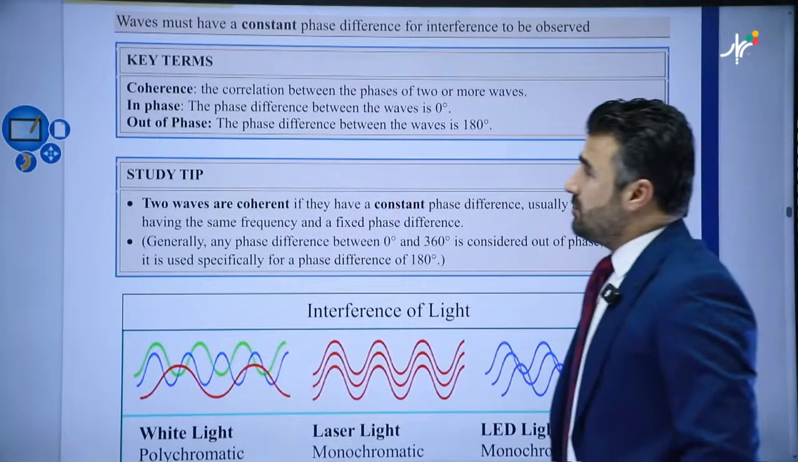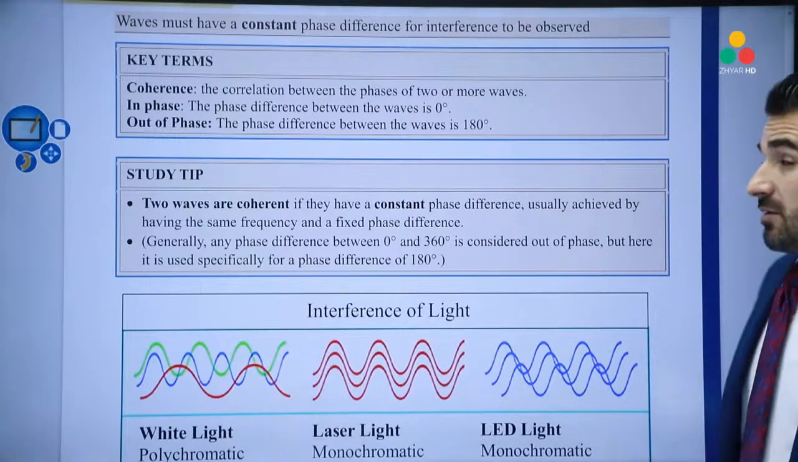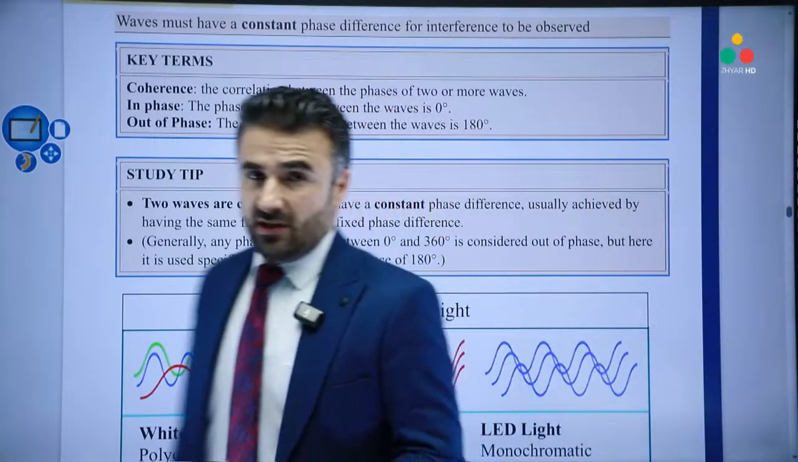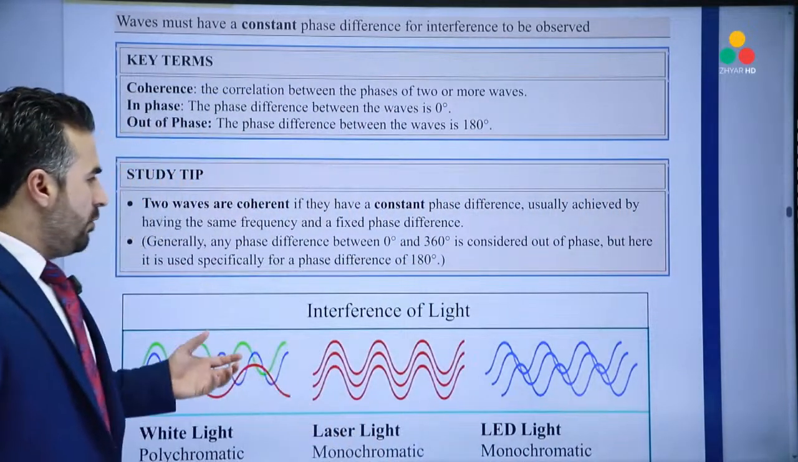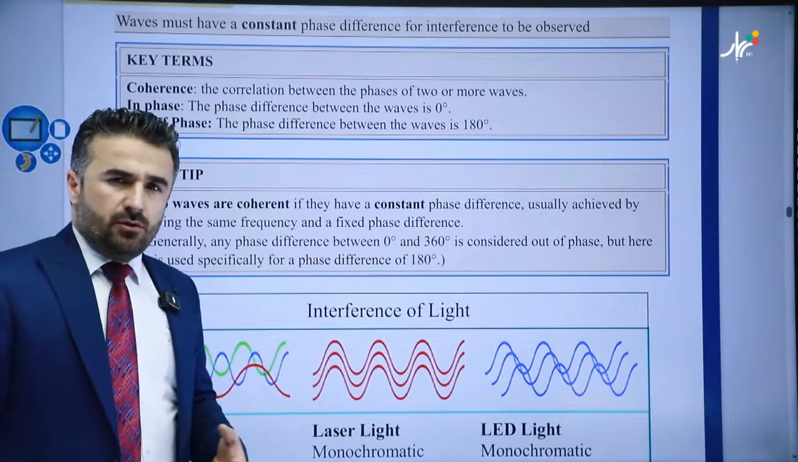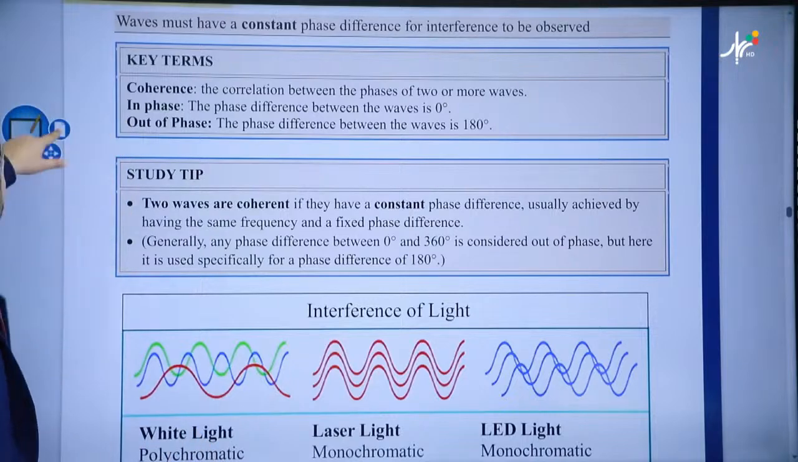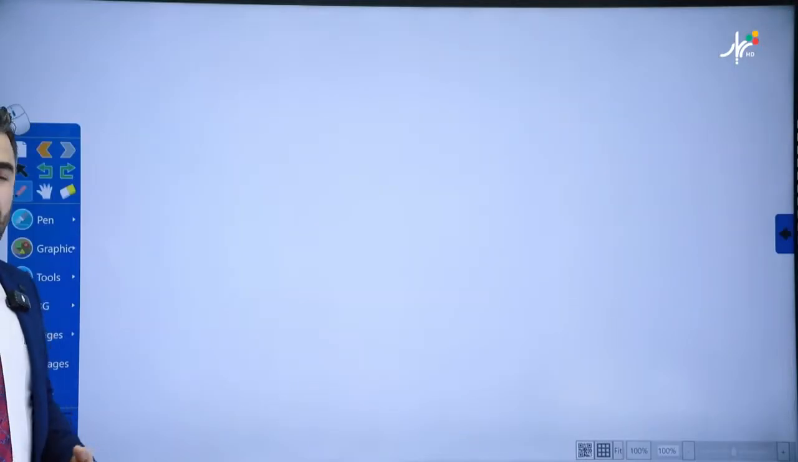Now we have a few terms. It says waves must have a constant phase difference for the interference to be observed. That is something very important here. In order to see the interference, or to observe a continuous interference, the phase differences must be coherent. What do we mean by this?